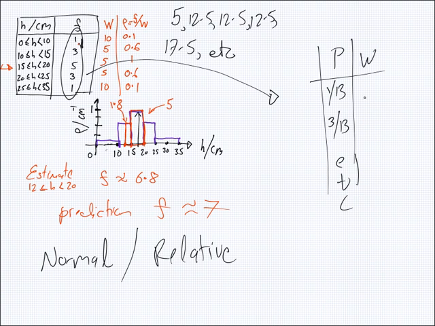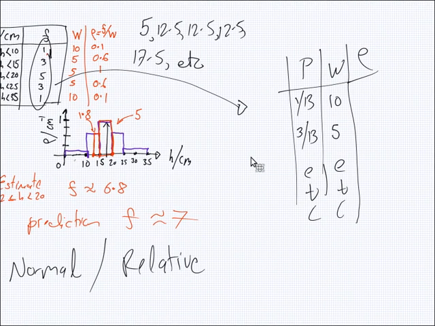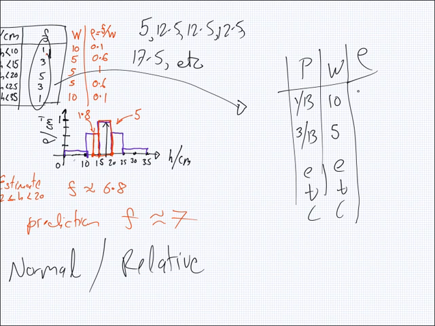So what are the widths? Well, what was the first width? It's still 10. And the next one is still 5, etc. But now, the heights are different. So the first height would be 1/13 divided by 10, which would be quite a small number. What's that? 0.007. It's very small.